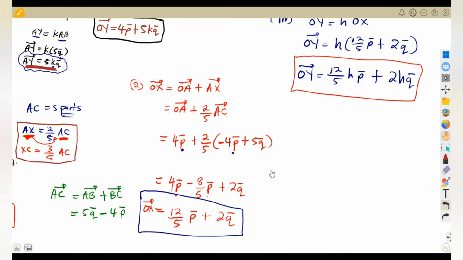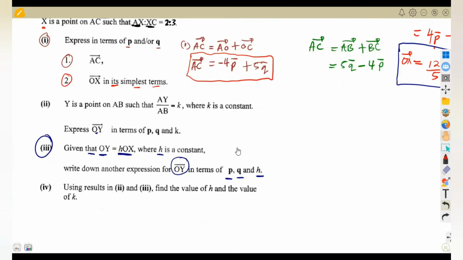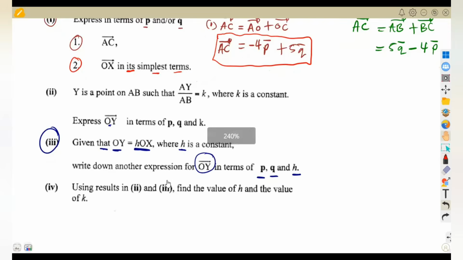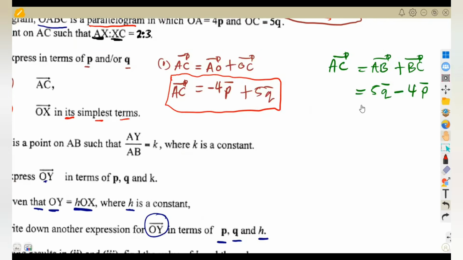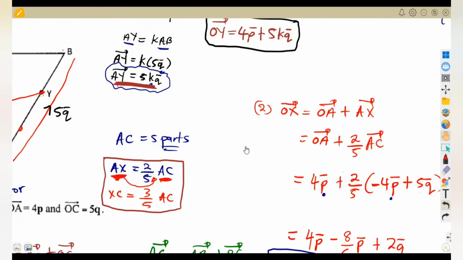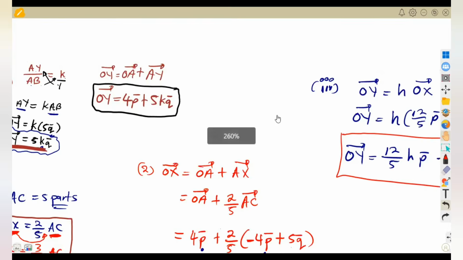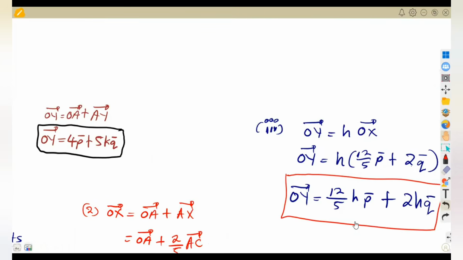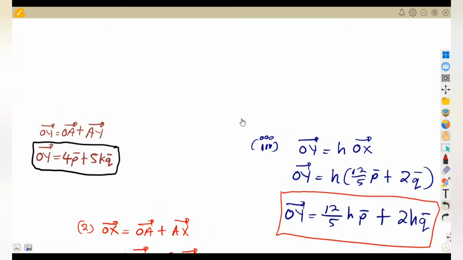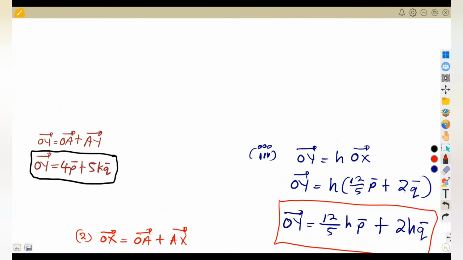Then after this one, our question now was using the results in item 2 and 3, find the value of H and the value of K. All right, so now you need to find the value of H and K from these items that we got, item 2 and item 3. Remember, item 2 was to calculate vector OY. Item 3 also was to calculate vector OY. And I said whenever you are to calculate the values of unknowns, what you need is to work with the two given vectors which are the same. So these are the two vectors that you need to work with, OY and OY. So I'm going to write this separately.